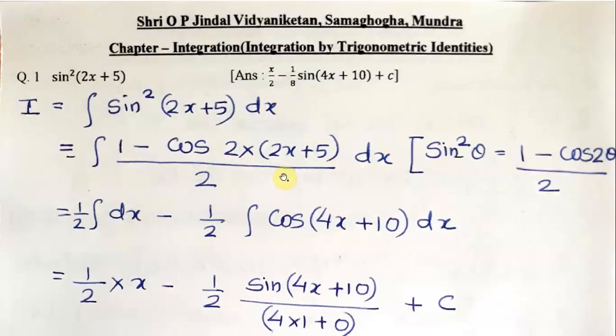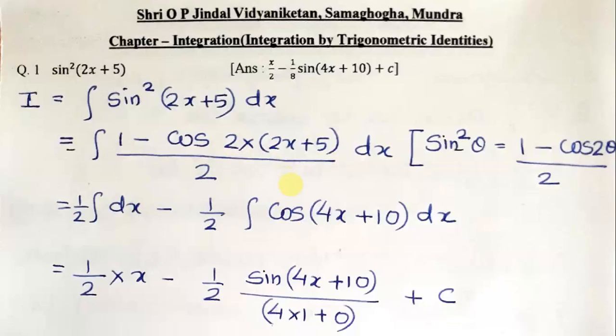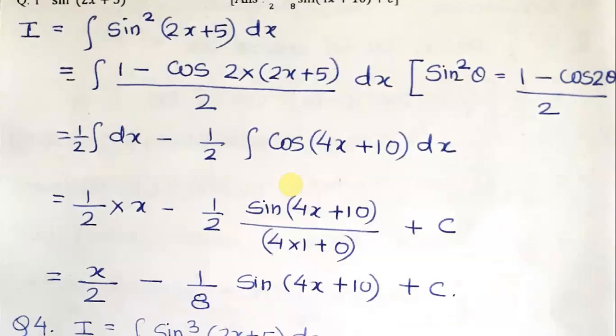Okay, now remember, any trigonometric ratio, if the angle is a linear polynomial, then definitely we can integrate it. Okay, any trigonometric ratio, if it is coming under a linear polynomial, you can see 4x plus 10 is linear, because power of x is here 1. So any ratio you can integrate if its angle is a linear polynomial.